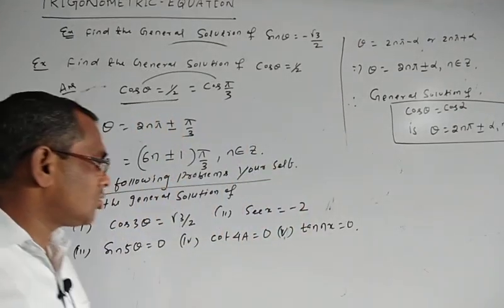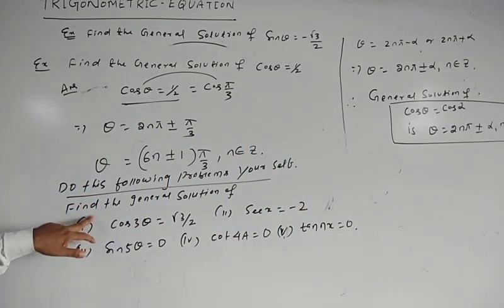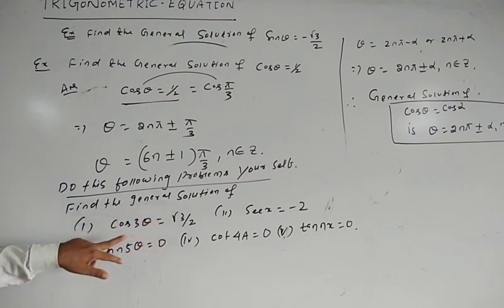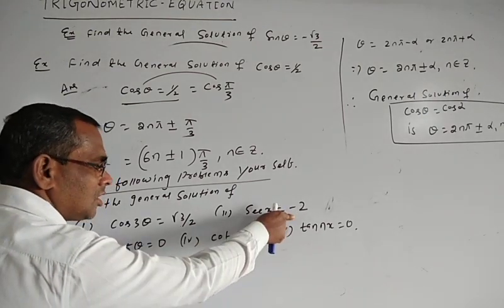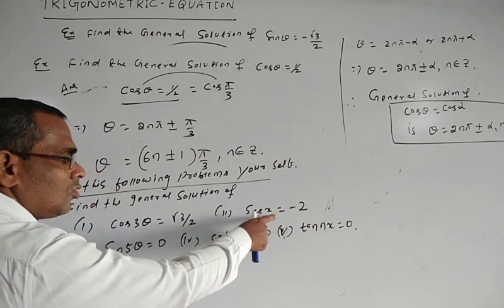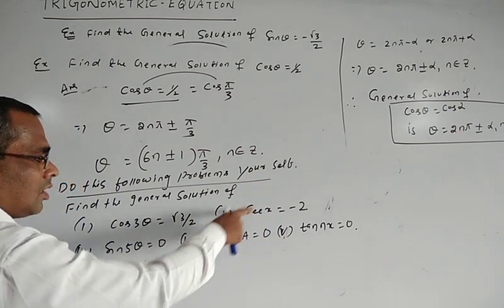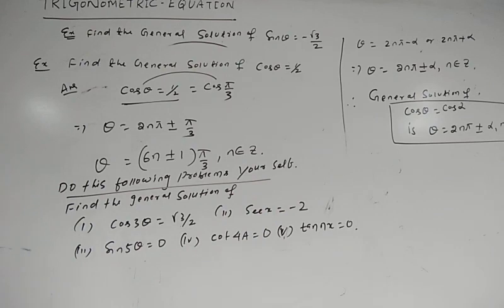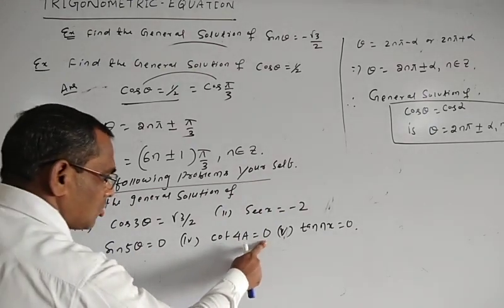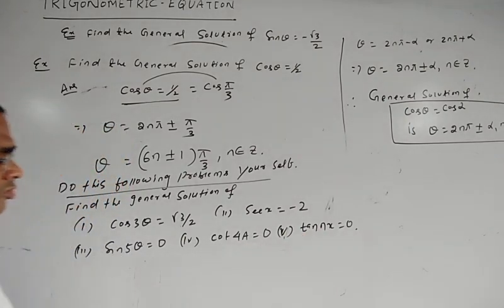Okay, so you do the following problems. Find the general solution of cos 3 theta is equal to root 3 by 2, sec x is equal to minus 2. Sec x is equal to minus 2 means cos x is equal to what? Minus 1 by 2. Then apply the formula cos theta is equal to cos alpha. Then you have to find the general solution. Then sin 5 theta is equal to 0, cot 4A is equal to 0, tan nx is equal to 0.